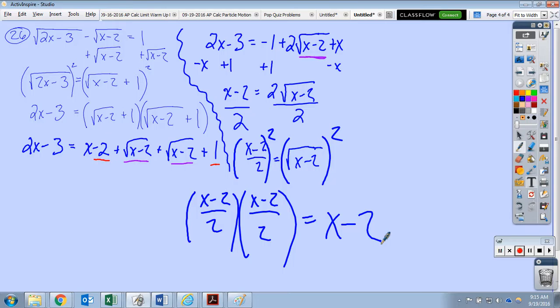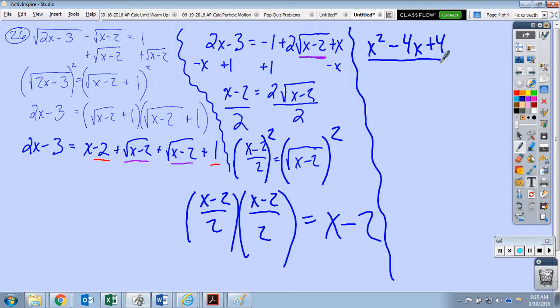So continuing here, if we FOIL this, if you imagine x minus 2 times x minus 2, you would have x squared minus 2x minus 2x, which is minus 4x. Negative 2 times negative 2 is positive 4. All over 4 is equal to x minus 2.